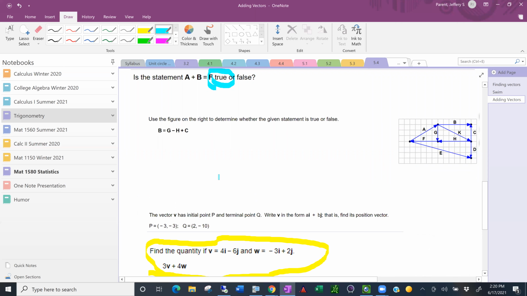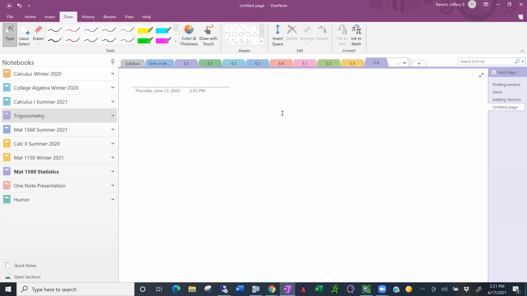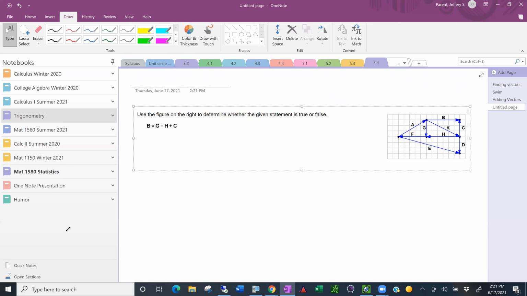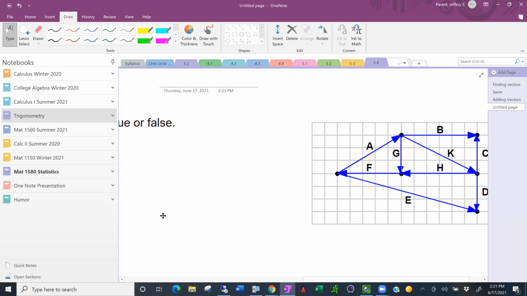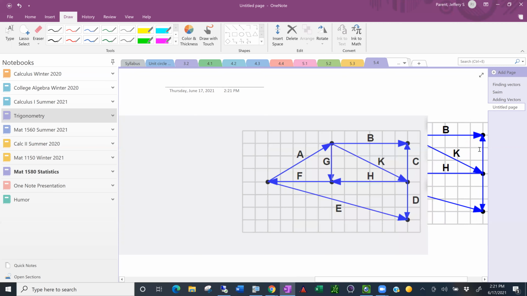Let's try a different one. And let me see if I can make this a little bit bigger here for us. Not doing a great job. All right, so I should be able to do better than this. Let me see if I can. There. That's a little bit easier to read.